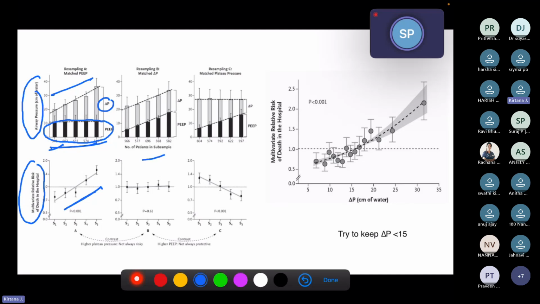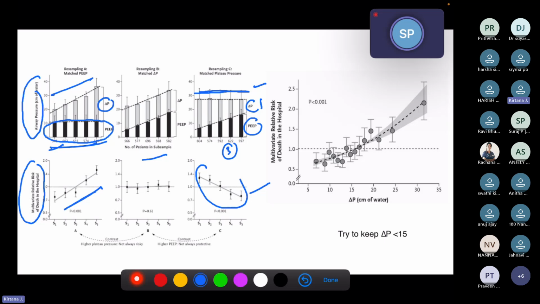In the third graph, what they have seen is they have taken patients whose total pressures are the same. That is, the plateau pressures for these patients are the same, but the PEEP increases and the driving pressure decreases. So we can see that the mortality is actually decreasing. Even if the PEEP is increasing and the total pressures are the same, still the mortality is decreasing.